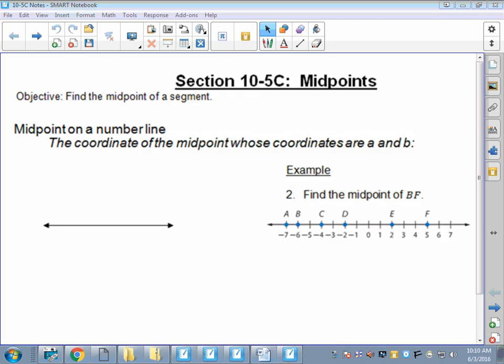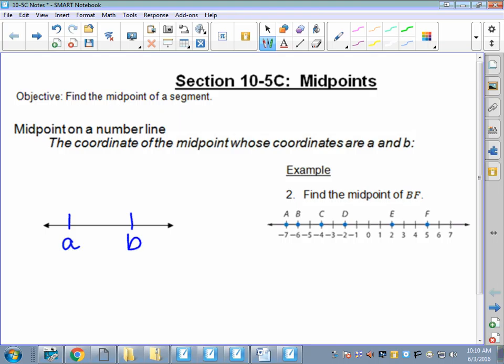This is section 10.5c, midpoints. Midpoint is exactly what it sounds like. It's the point that is in the middle of two other points. So let's start off with a number line. For the midpoint of the points whose coordinates are A and B, you take A plus B and divide it by 2.